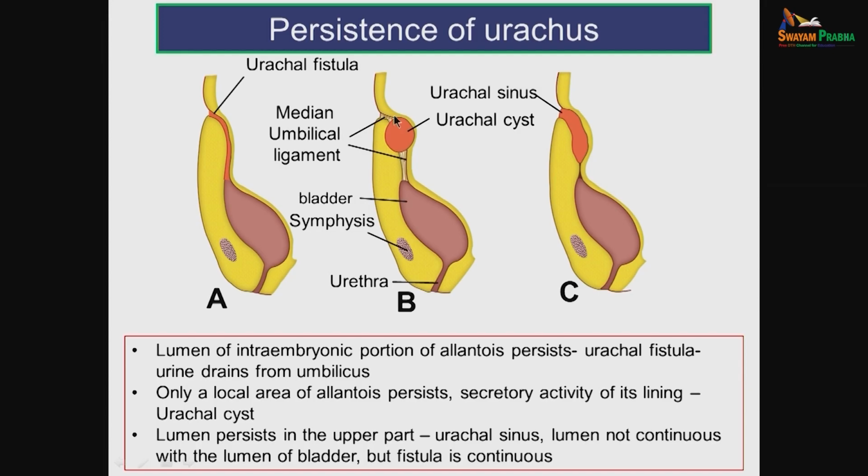The rest of it is obliterated, that is, close to the bladder and to the umbilicus. That part of the urachus is obliterated. We call it in adults the median umbilical ligament, and this is a cyst, urachal cyst. So, these are the anomalies associated with the persistence of urachus. It has to be obliterated. In adults, it is called median umbilical ligament.